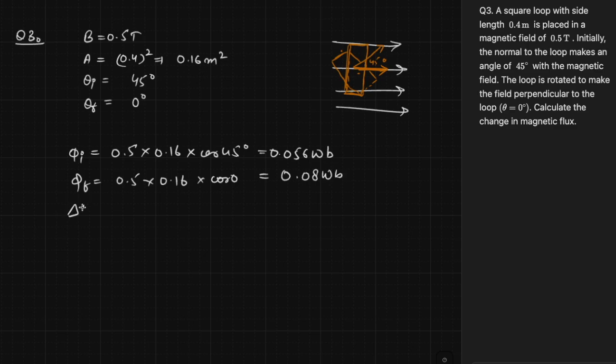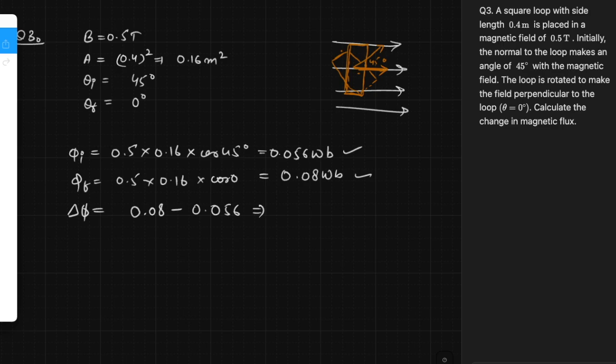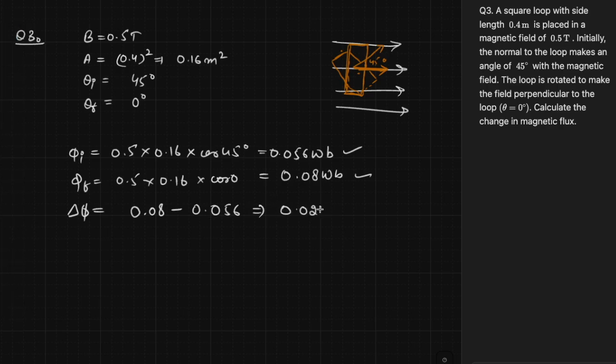So what will be the delta phi? Change in flux will be final minus initial. Remember that, always confirm whether you are subtracting the right way. Otherwise, with a silly mistake, you will get the wrong answer. So the final has to go first, 0.08, and then we subtract the initial one, which is 0.056. So 0.08 minus 0.056 will be 0.024 Weber. This is the change. This much flux has changed.